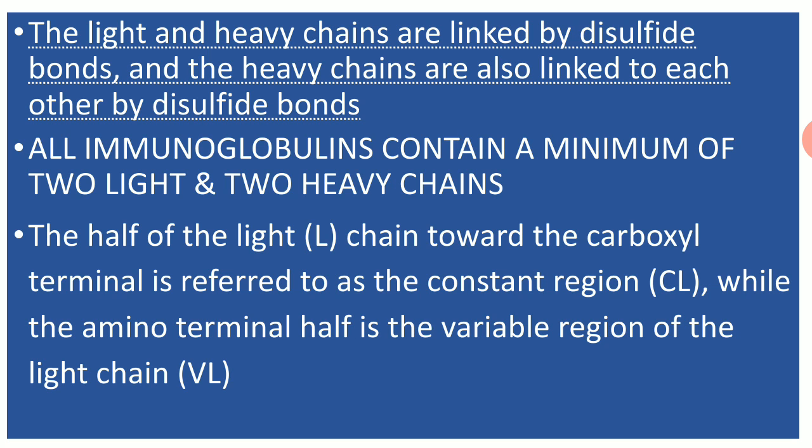The light and heavy chains are linked by disulfide bonds, and heavy chains are also linked to each other by disulfide bonds. All immunoglobulins contain a minimum of two light chains and two heavy chains. The half of the light chain towards the carboxyl terminal is referred to as the constant region, while the amino terminal half is the variable region of the light chain.